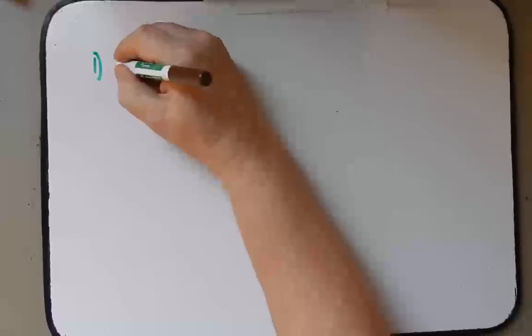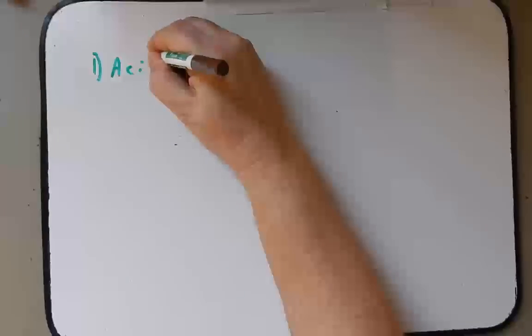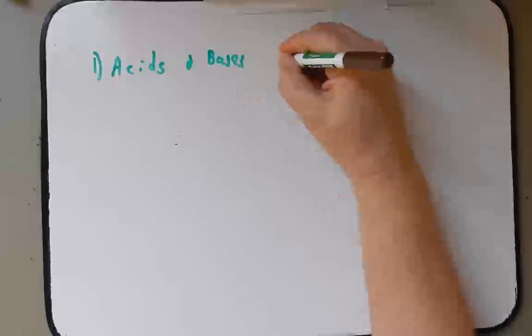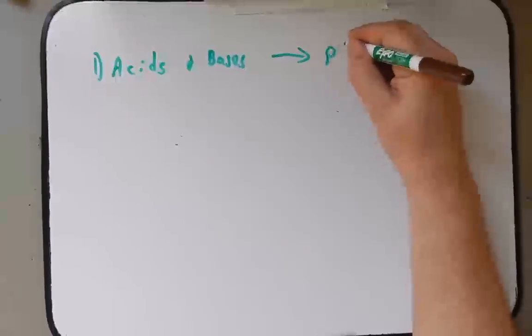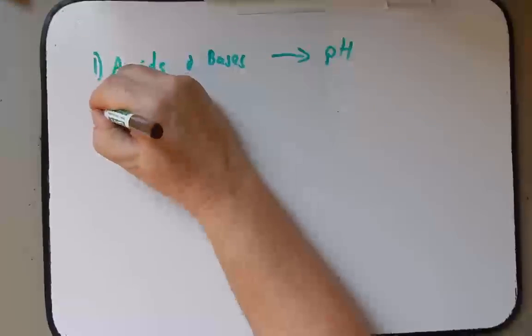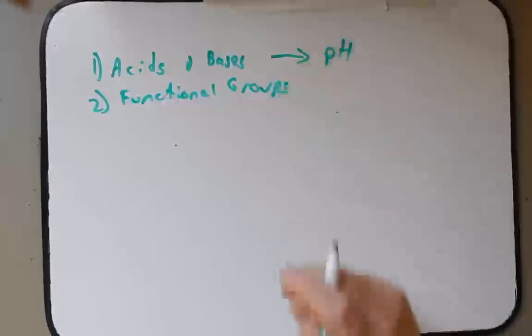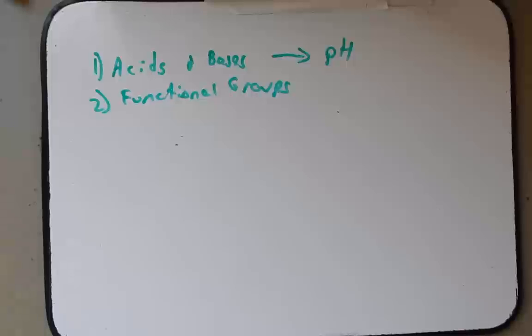In this podcast, we're just going to talk about two big areas here. The first one will be to compare acids and bases, and also to talk about how they relate to pH. And then we'll talk about functional groups, the 7 functional groups that we're going to interact with to some extent throughout this semester. Let's go ahead and get started talking about acids and bases.